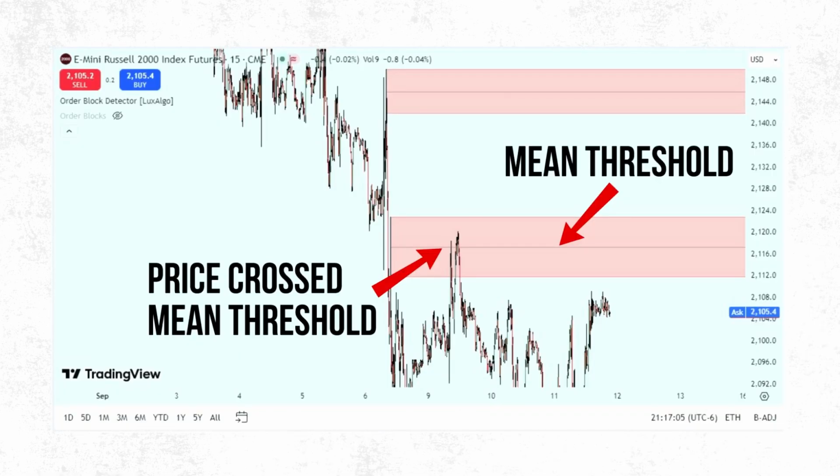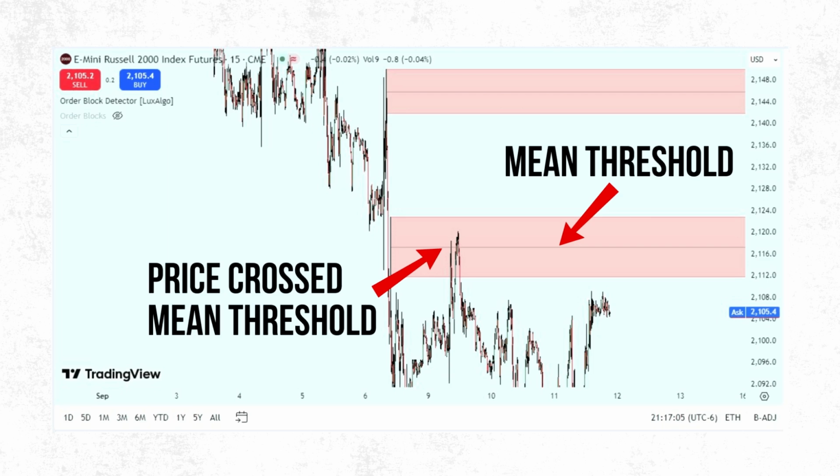However, in some cases, as you see in this image, the price not only touches the edge of the order block, but also penetrates it to rise above the mean threshold. Wouldn't it be better to have your order filled at the mean threshold instead of at the edge? You will have a higher risk-reward ratio since your stop loss is now smaller and your profit target bigger.